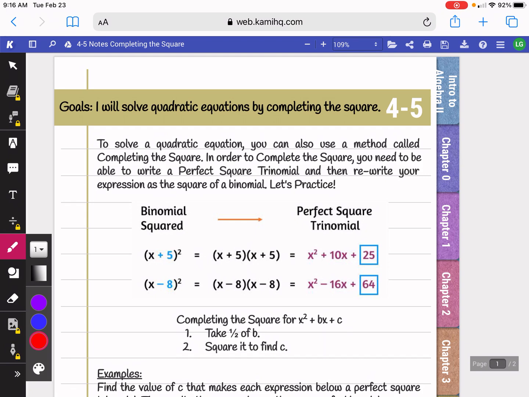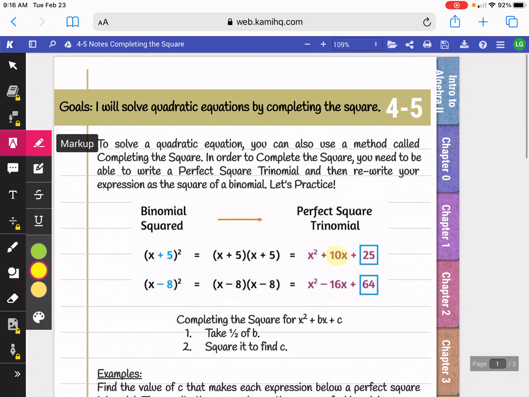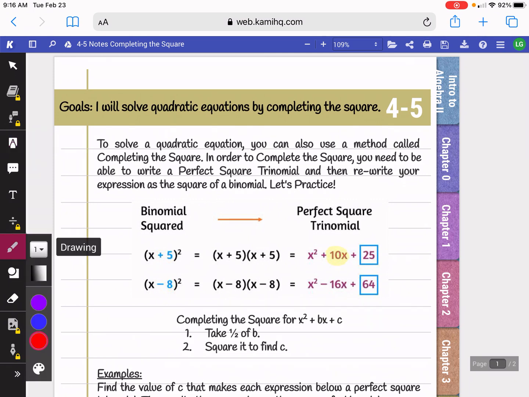So here, we're going to look at our b's. And what we're going to do is divide them by 2. So here, 10 divided by 2 is 5. So our binomial is going to have that b divided by 2 in it. And then in your trinomial, if it's a perfect square, your c will be that b divided by 2 squared. So our 5, if we square it, we get 25.